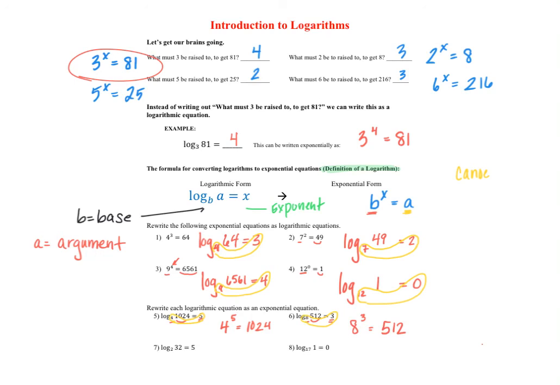Take a second and try 7 and 8 on your own. Okay, hopefully for number 7, you got 2 to the 5th is equal to 32. Because your base of the log is 2, that stays the base of my exponential expression. My log is always equal to the exponent, so this 5 goes in that exponent spot, and then the argument goes by itself. Same with this last one. I'm going to have 17 to the 0 equals 1. My base of my log is my base of my exponential. The exponent is what the log is equal to, and the 1 was my argument.